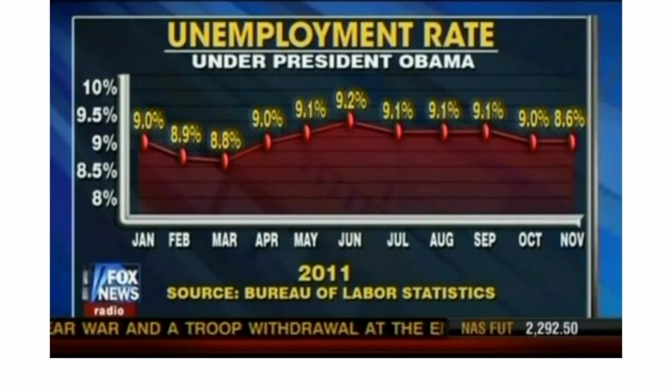Here we have the unemployment rate under President Obama. Okay. And the reason why this is misleading is because 9%, 8.9, 8.8, 9.0, all of these are pretty much very close to the same number. But they have to use percentages or decimals to give it this graph that makes it look like it's fluctuating, going up and down, when actually it's just staying steady.